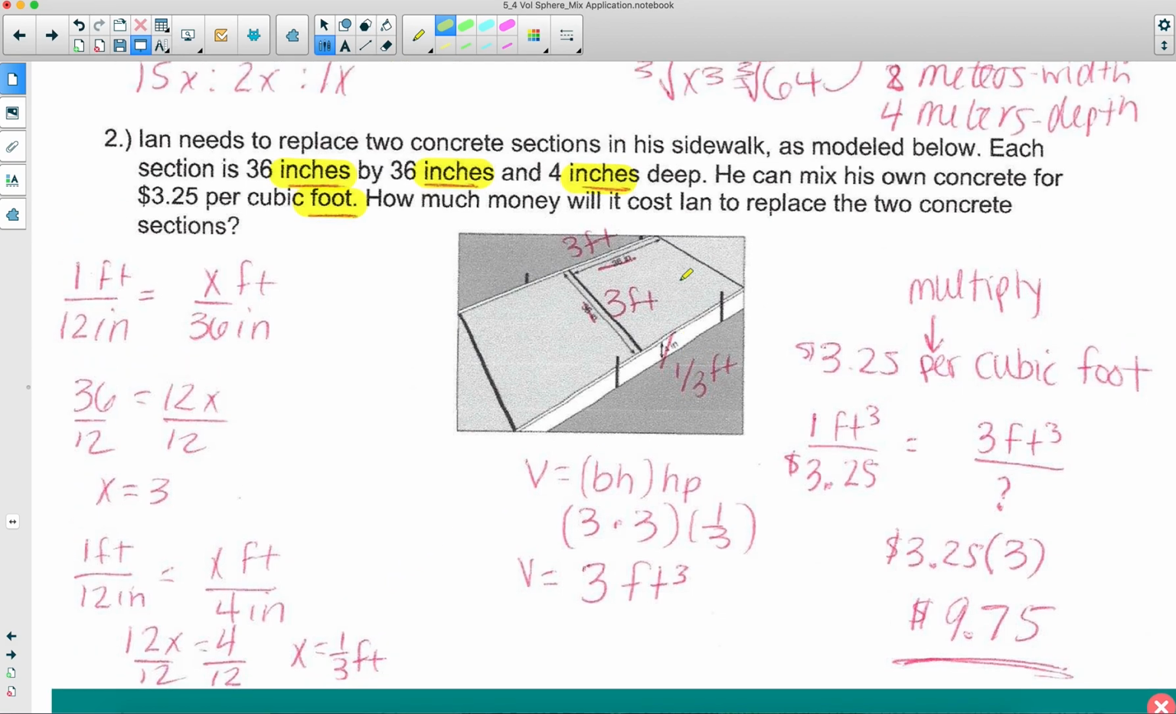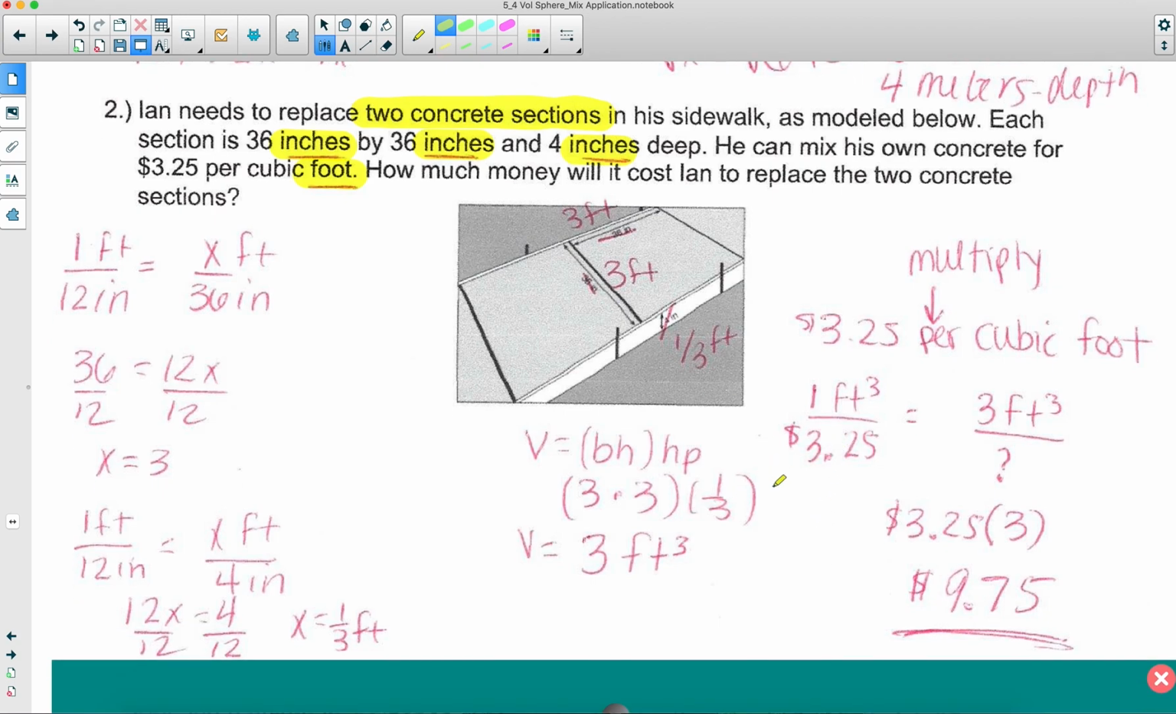Okay, so now I have to figure out, well, what's the volume of this here? I forgot to do an extra step here. So we have 3 by 3 by 1/3. So that's the volume. So this here is 3 cubic feet. But we also have 3 cubic feet over here. It says here replace 2 concrete sections. So I'm happy I'm actually redoing this again.